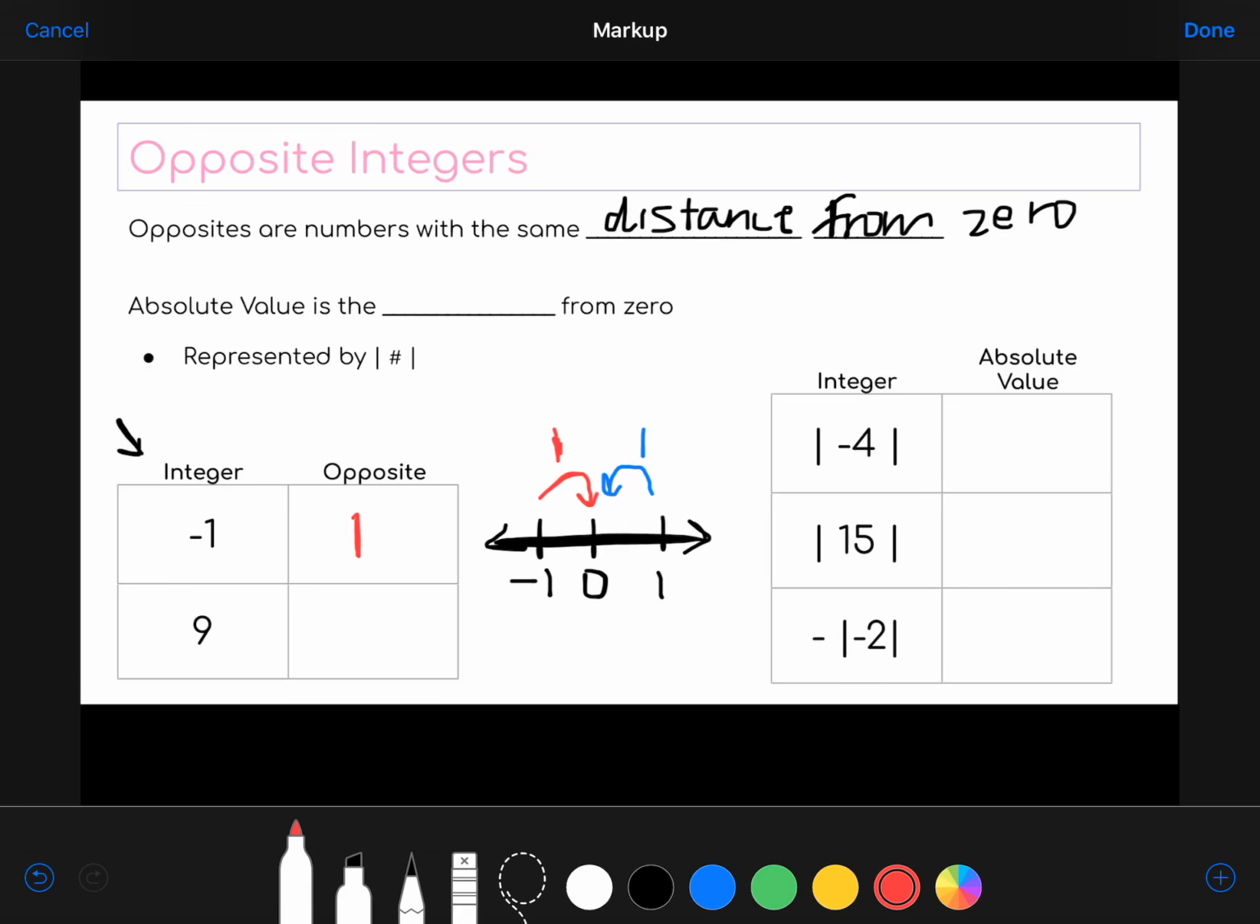So 9, the opposite of 9 would be -9. They're both 9 spaces from 0.